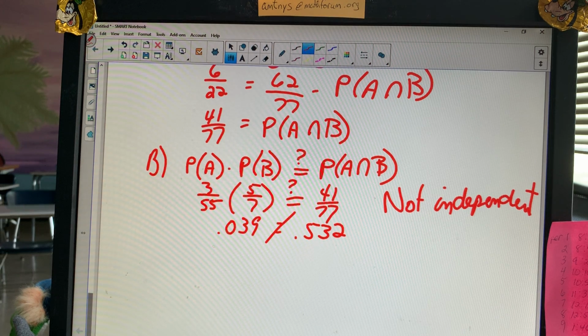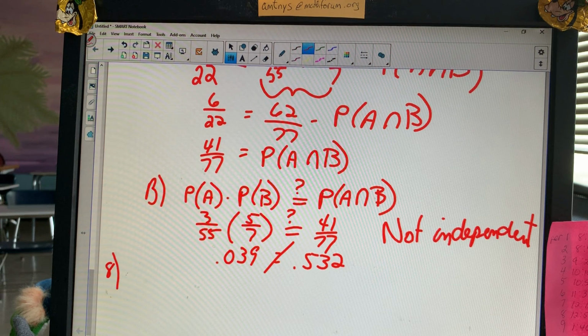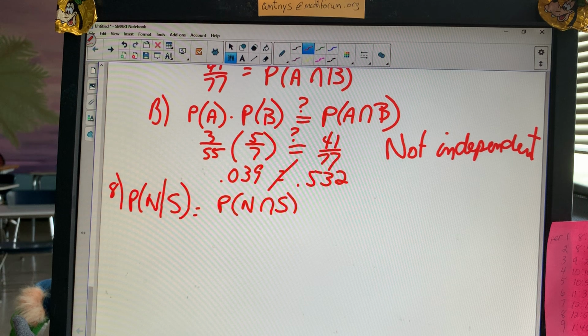On to number 8. This is a straight conditional one. We want the probability of NHS given they participate in a sport. That's going to be equal to the probability of NHS and a sport over the probability of a sport. They tell us the probability of both is 2.6%, which is 0.026 as a decimal. Use the number they give you. You don't multiply anything.